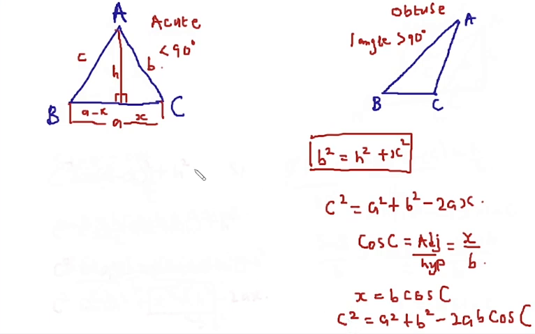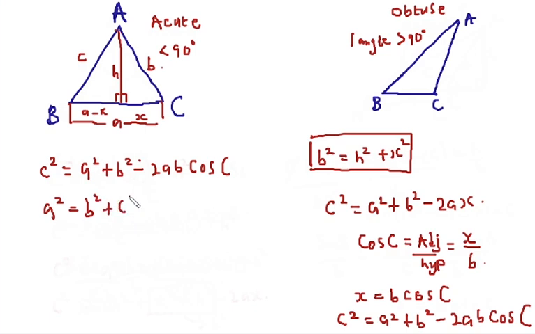So if we write this here, we have C square is equal to A square plus B square minus 2AB cos C. Depending on where we cut this triangle from and make it two right angle triangles, this value can change. So it can be A square is equal to B square plus C square minus 2BC cos A.